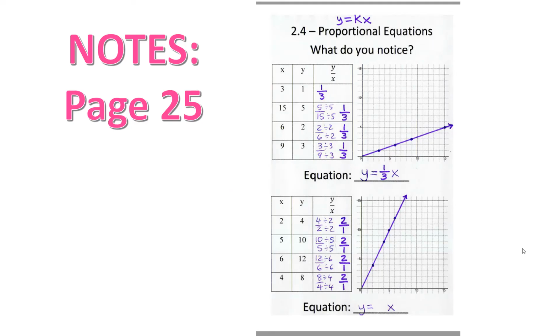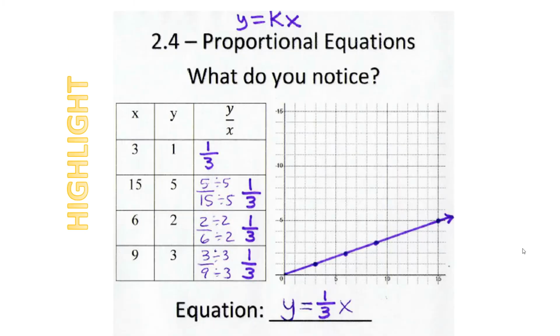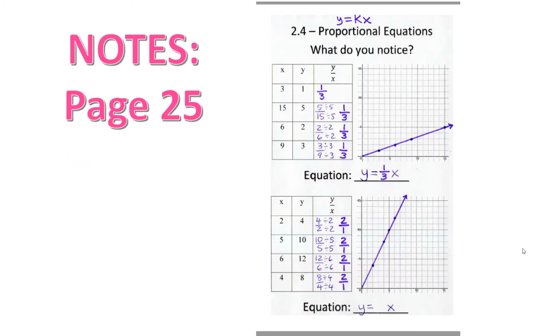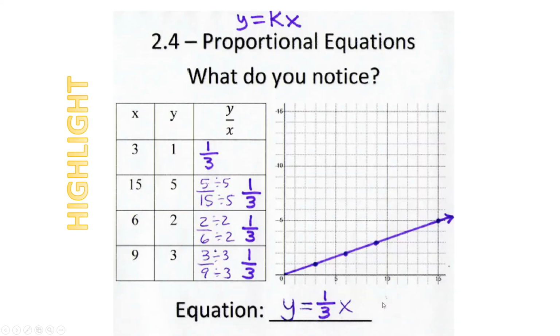Okay, we're going to be on to your notes sheet on page 25. These 2 have been pre-done for you, except for this one is missing the value in front of the x. So highlighting, I would highlight that all of the constant of proportionality values are the same as the number in front of the x. So this coefficient of x, that's the number in front of x, is the constant of proportionality.